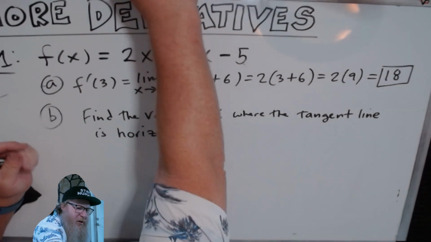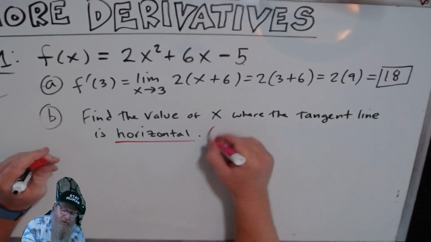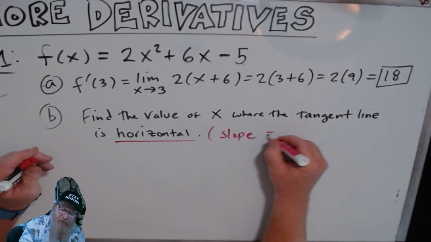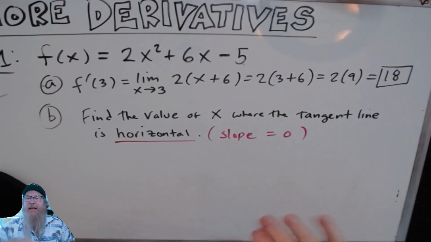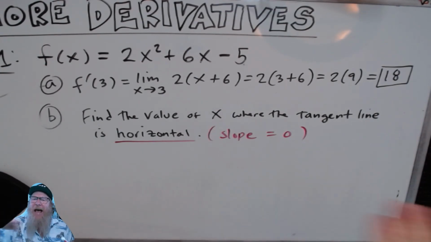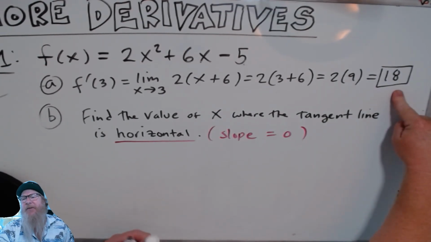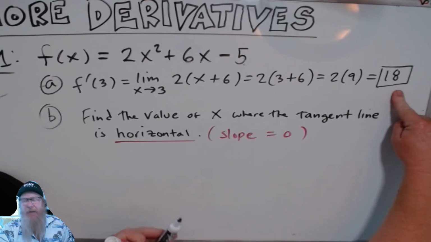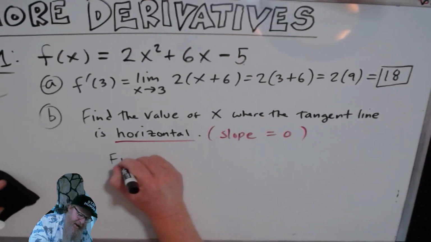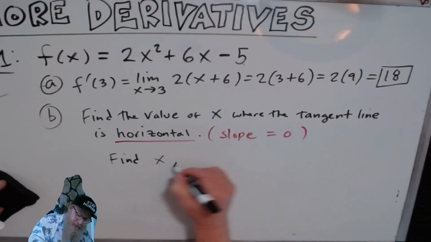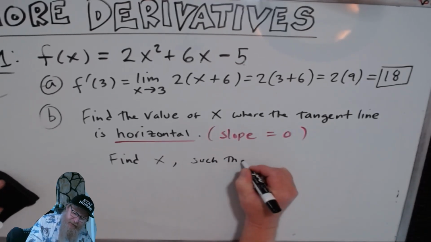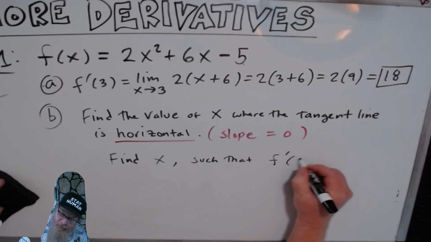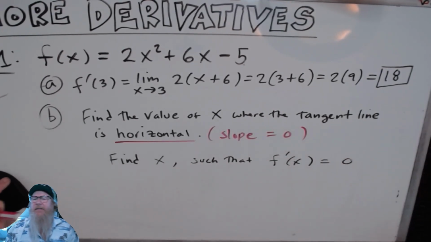Remember, just a quick review of what horizontal means. It means the slope is 0, like a constant function, flat like this. This slope is definitely not 0. So we want to find x such that f prime of x is equal to 0.